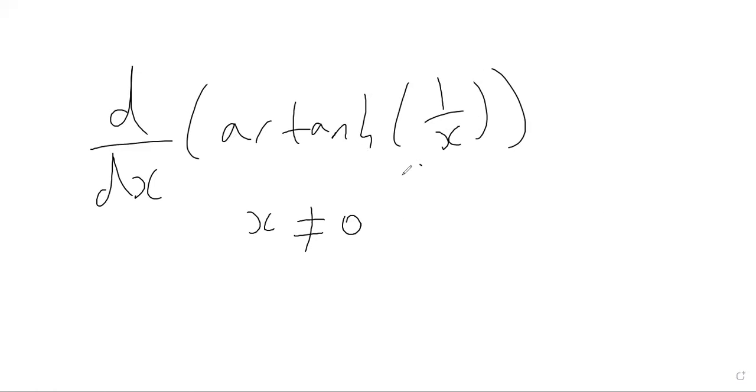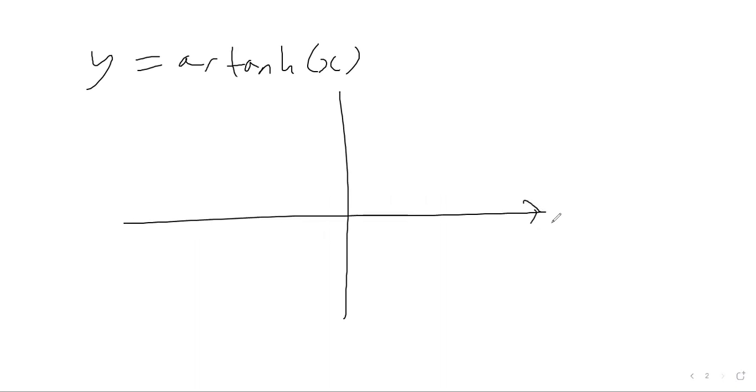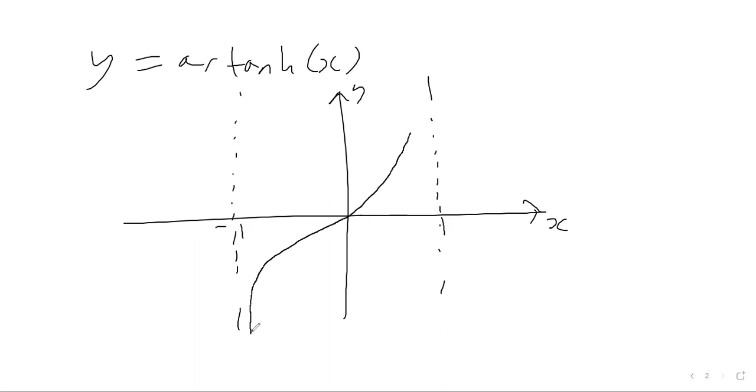In fact, let's investigate the domain and range of this function a little bit further. To help us do that, we can look at the y equals artanh of x graph first. If we sketch a graph of this, we should get something like this. Our x-axis there, y-axis there. We get asymptotes at -1 and 1, and the artanh function looks something like this. It tends to infinity as x tends to 1, and it tends to negative infinity as x tends to -1.